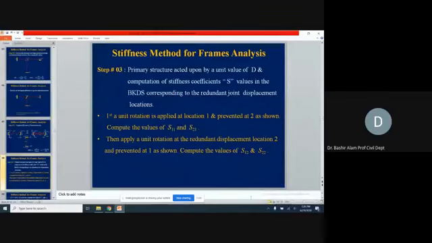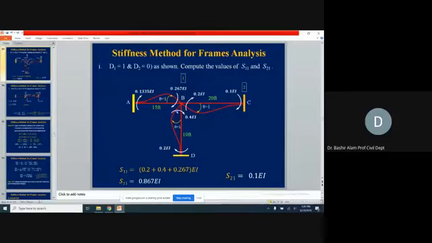Next, we now generate the stiffness matrix for the 2 degrees indeterminate structure. Corresponding to D1, we are going to allow a unit rotation, so corresponding to D1 here, rotation is allowed. And if you draw a tangent here, you see clockwise and clockwise at theta 1, and this member is going to deflect this way. If you want to deflect it this way, this will become counterclockwise.